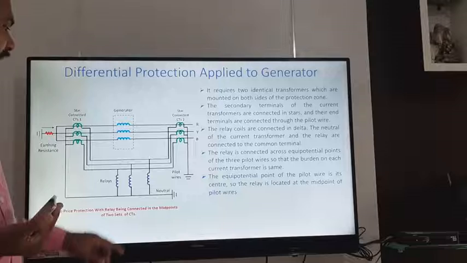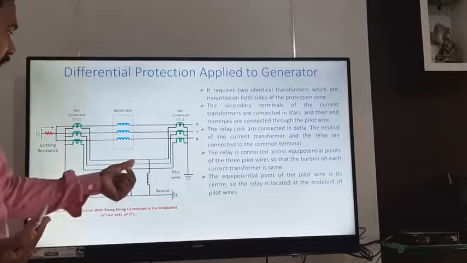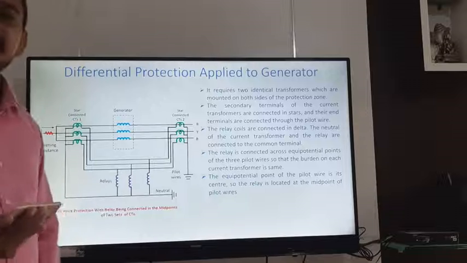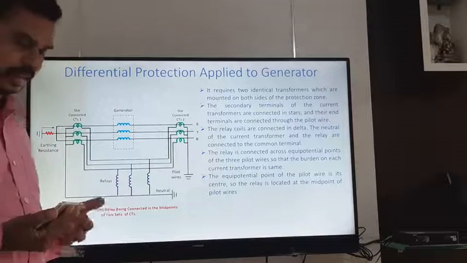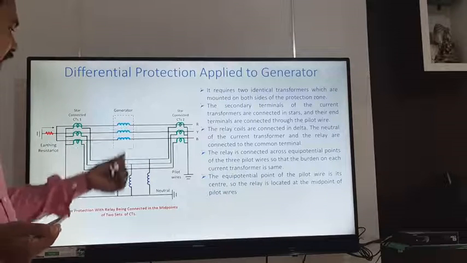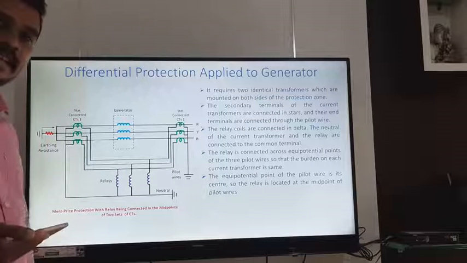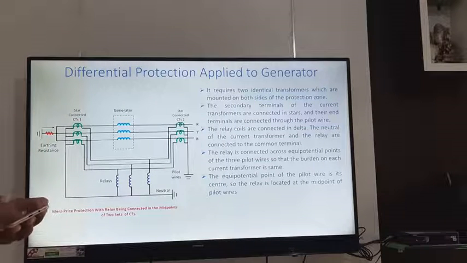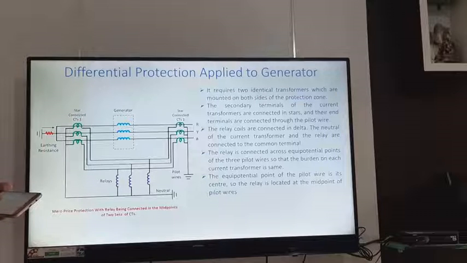The relay coils are connected in delta. The relay is connected across the equipotential point. This relay coil is connected at the equipotential point, which is the center of the pilot wire. So this is the current differential protection. When a fault occurs, the resultant current flows through the relay coil, the relay coil energizes, and it gives a signal to the circuit breaker.